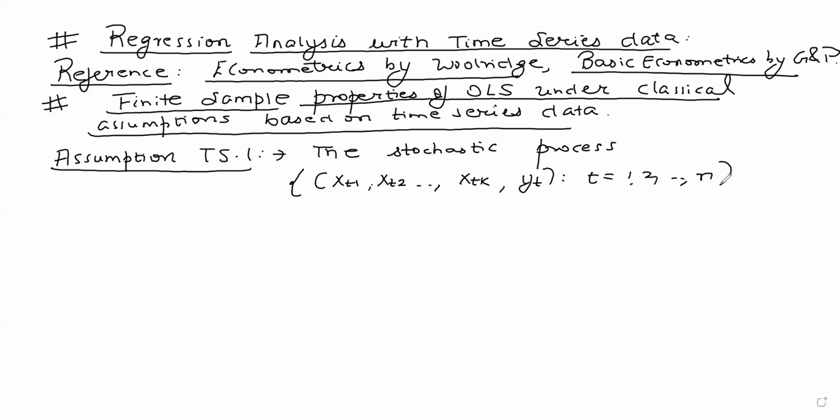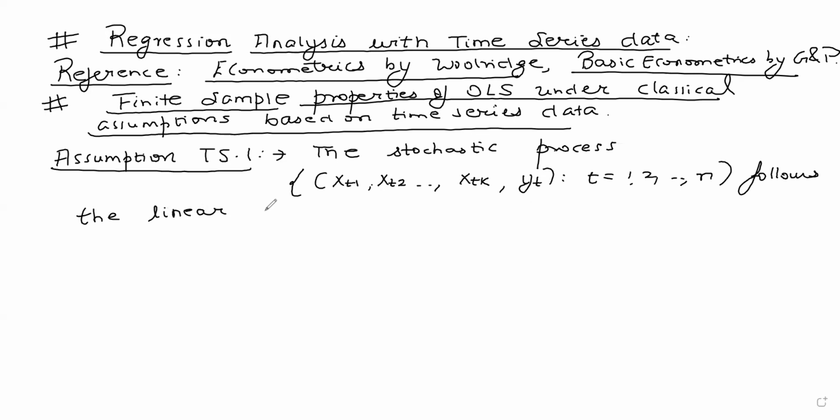So basically xt1 is the first regressor, taking the value at time period t. xt2 is the second regressor taking the value xt2 at the time period t, and so on. So there are n time periods, and there are capital K regressors. So this is the stochastic process. This follows the linear model.